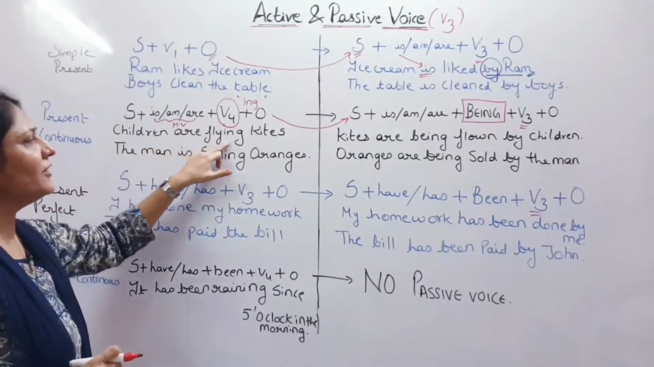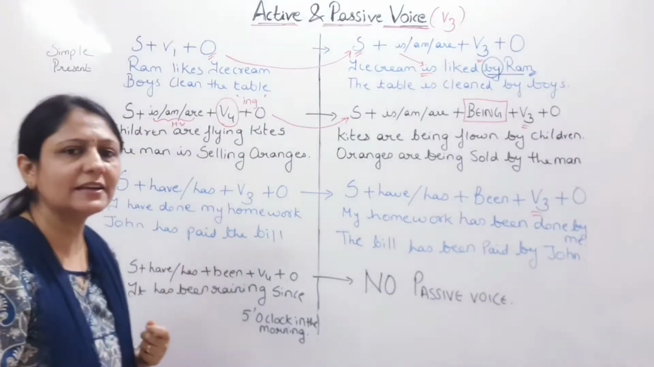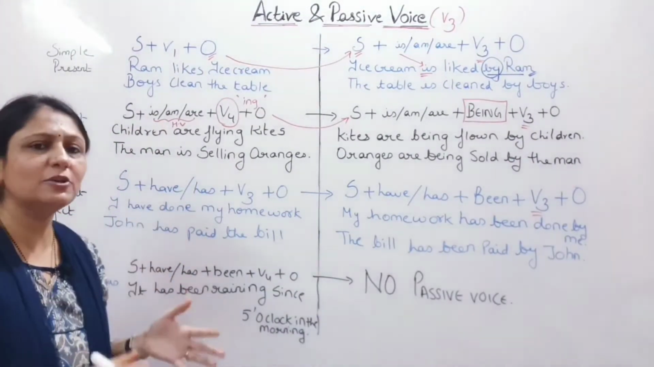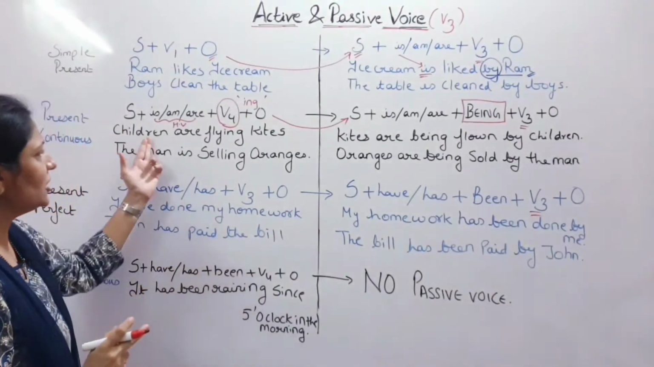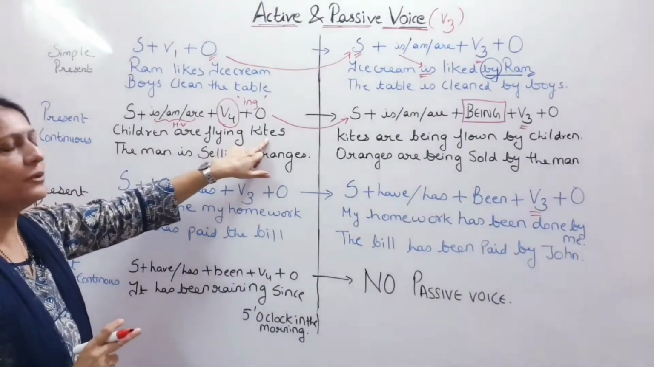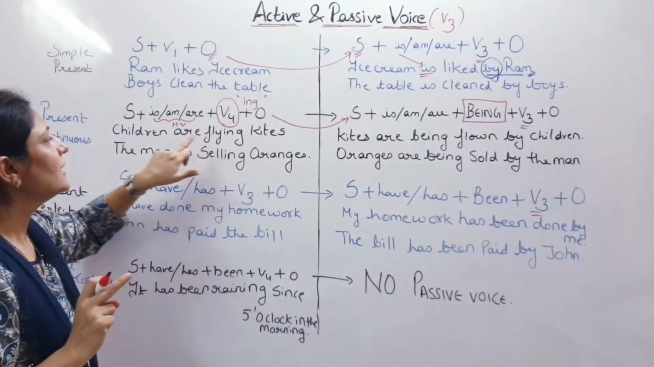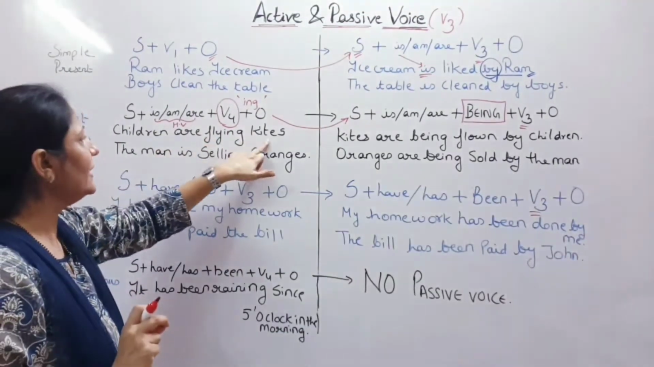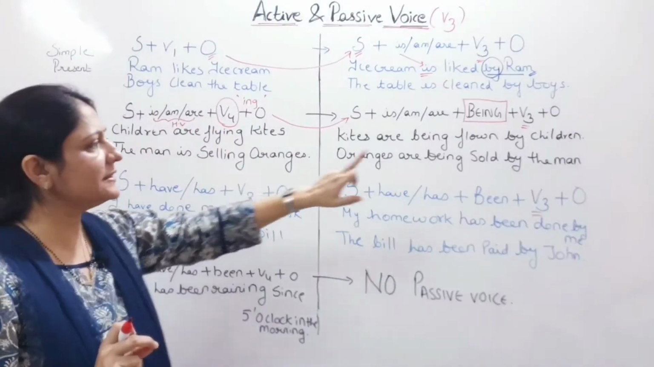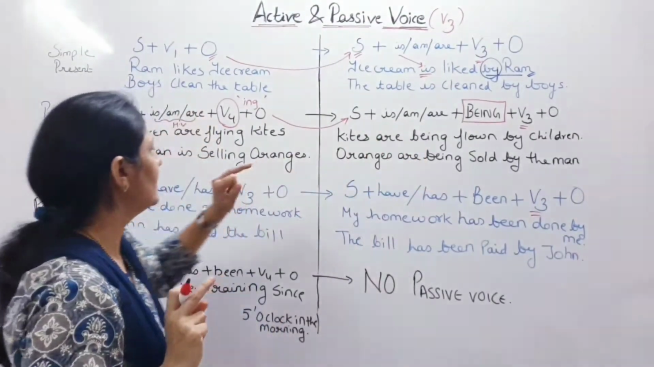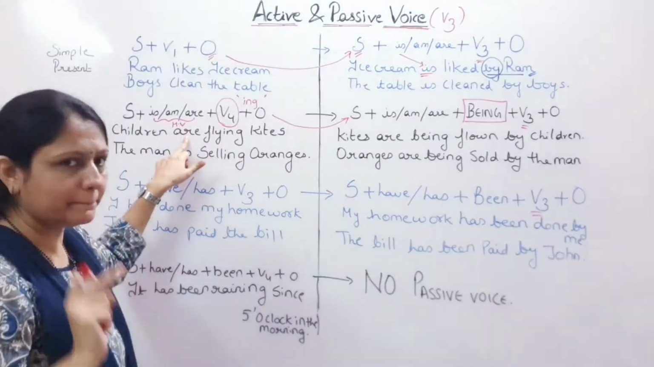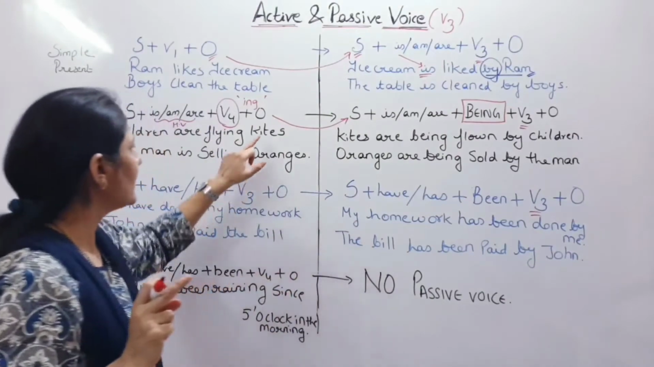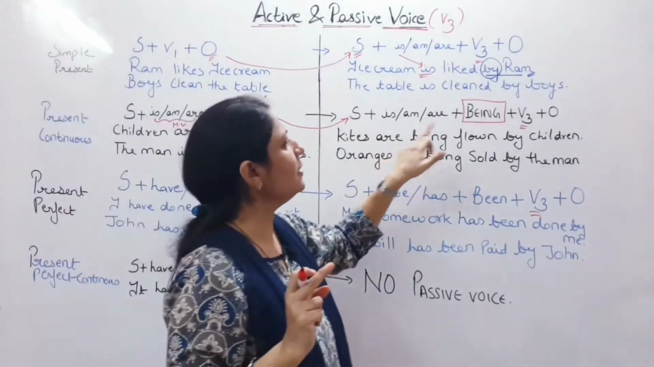Children are flying kites. Of course, the sentence is in continuation. That means children are flying kites at the moment of telling. How will we change it into passive voice? Kites will become the subject. Kites, since it is plural, are remains as it is. Kites are, and what did I say? We are going to add being. Kites are being. What does the third form of flying become? Flown. Kites are being flown.